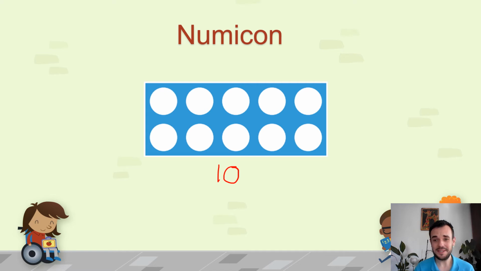Now, what we are going to do is get different Numicon pieces and put them on top to find different ways of making the number 10. Now, let's have a look at the next one. You're going to really have to concentrate. Let's take a look.